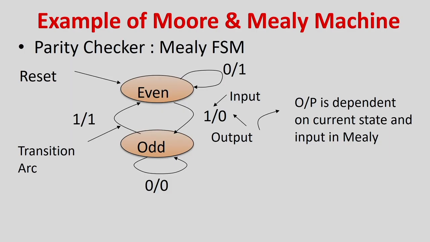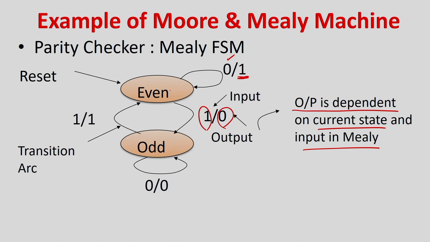This is the standard Moore machine, but in Mealy machines the things are different. Output is dependent on current state and the input, and output gets encoded in the arc itself. So this one is input and this one is output.